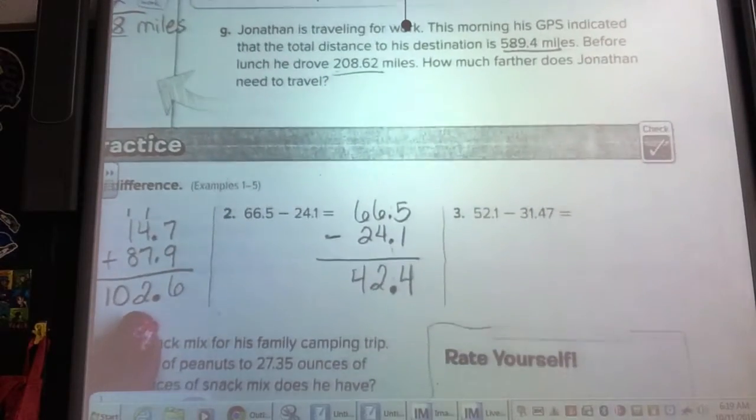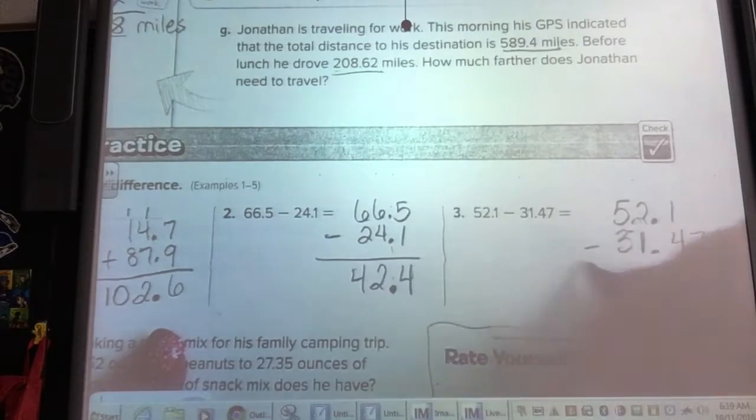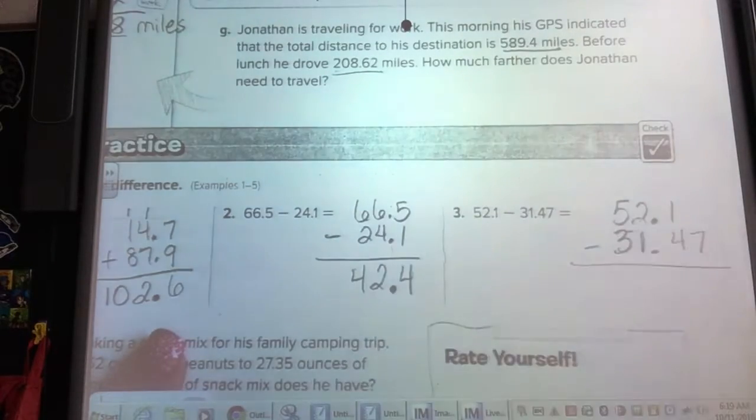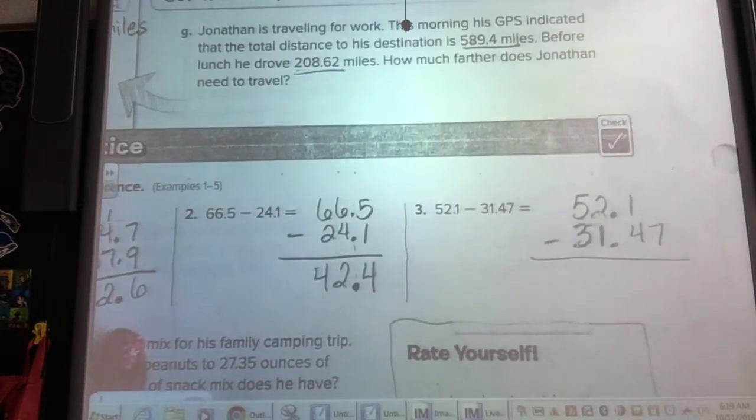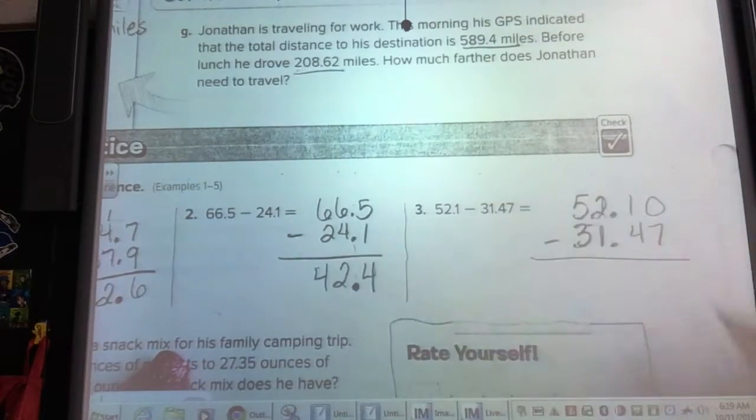All right, last one. 52.1 minus 31.47. Okay, we've got a problem we've got to fix. What is it? Yep, we've got to put in a 0. Good. All right, now we can subtract.